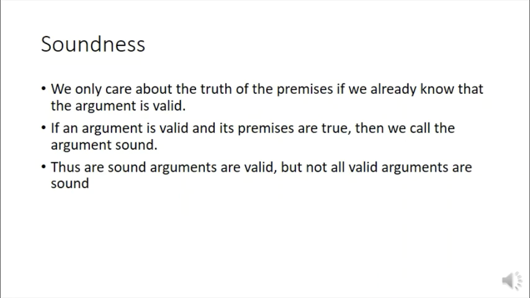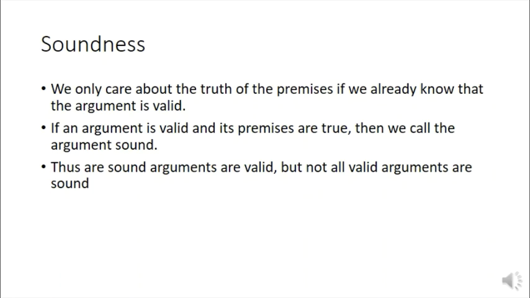Finally, once we understand validity, we can evaluate whether the premises are true. Remember, validity is a question of flow, while soundness is a question of truth. So we only care about the truth of a premise if we already know that the argument is valid. If an argument is valid and its premises are true, then we call the argument sound. In other words, all sound arguments are valid, but not all valid arguments are necessarily sound.